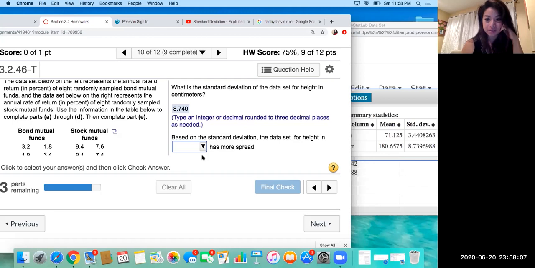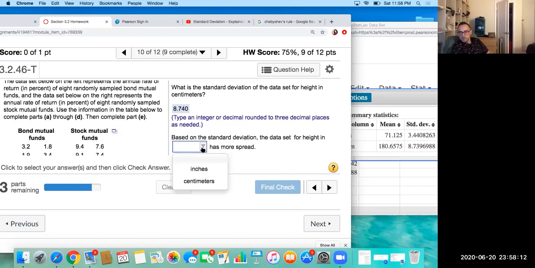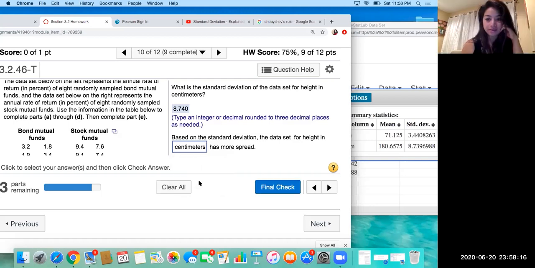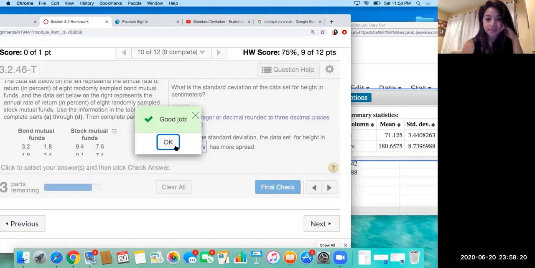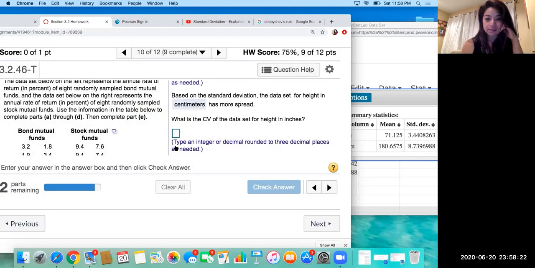Definition, the data set for height in... I'm guessing centimeters because the numbers are bigger. Yes, I will agree with you. Those are small. This is C. Okay.